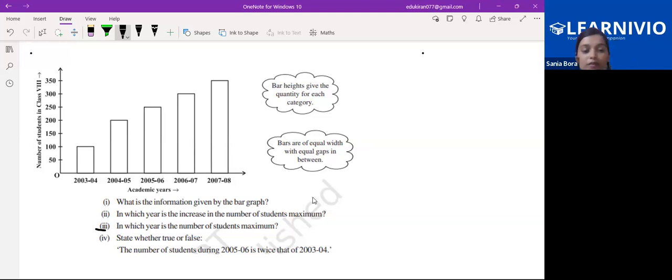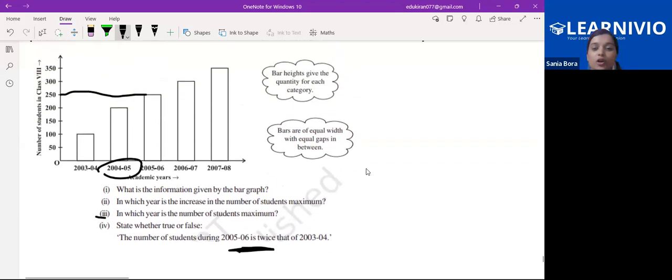Okay. State whether the statement is true or false. The number of students during 2005 and 6 is twice the number of 2003 and 4. Ma'am, false. Correct. In 2003 and 4, it's 100. And in 2005 and 6, it is 250. It's not twice, right? In case they would have given 200, then this would be twice. Okay? Clear?